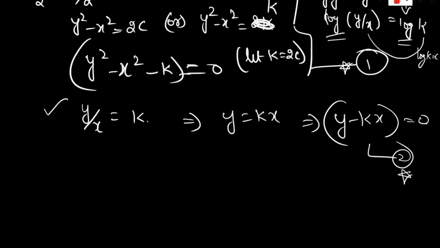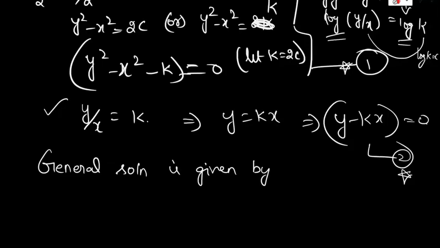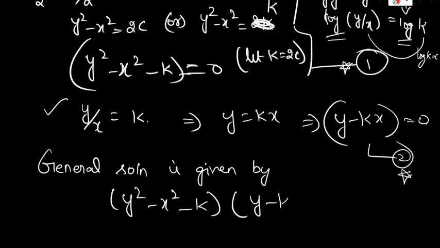And what we said, the general solution is given by the product of those two first order first degree differential equations. So the general solution is y square minus x square minus k, into y minus kx, is equal to 0. Most of the time whenever we get a quadratic, it is very easy. We can use the formula minus b plus or minus root of b square minus 4ac by 2a, and we get two different values of p, and we just have to integrate. Most of the time, 90% you will get a variable separable method, which is very easy to solve.